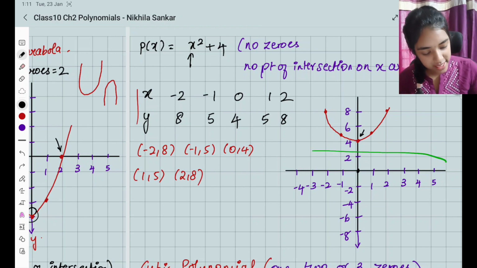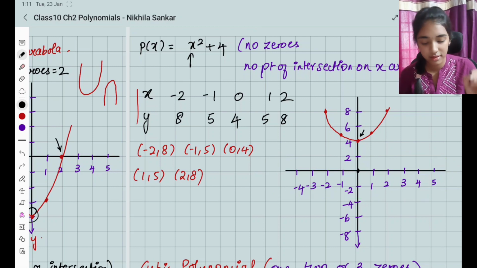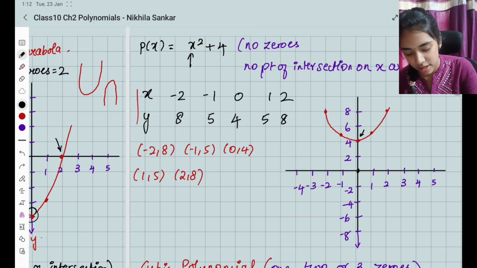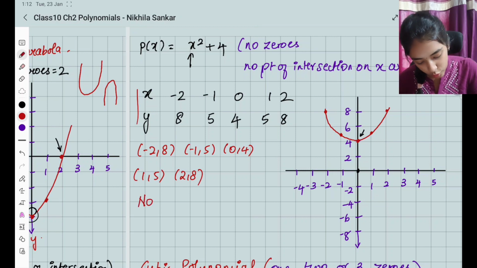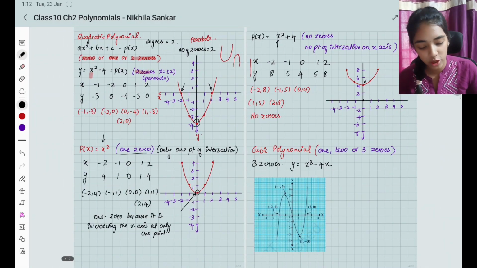So which is your x-axis here? This is going to be the x-axis. Okay, இதுல intersect ஆகுதா இல்லையான்றது தான் நம்மளோட concern. Okay, so here how many zeros do you have? You have no zeros. Okay, so 3 different possibilities பார்த்தாச்சா? 2 zeros, 1 zero and no zero. Okay, quadratic polynomial is done now.